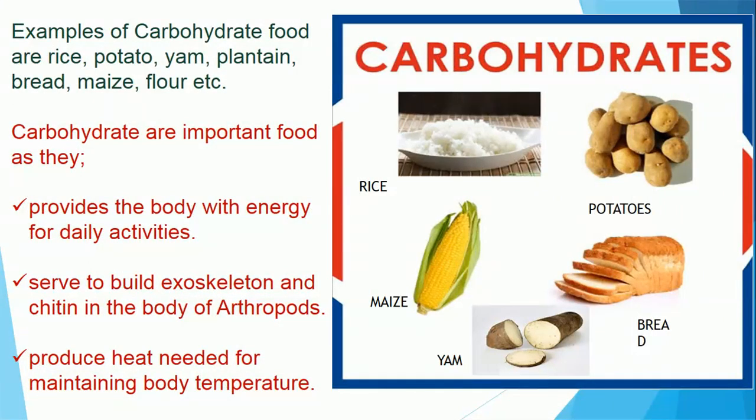Examples of carbohydrate food are rice, potato, yam, plantain, bread, maize, flour, etc. There are so many in the environment. You eat them almost every day. So let's look at this image here. We have a plate of rice, we have potatoes, we have maize, we have yam, we have bread. All these are common food we eat in the environment and they are very rich in carbohydrates.